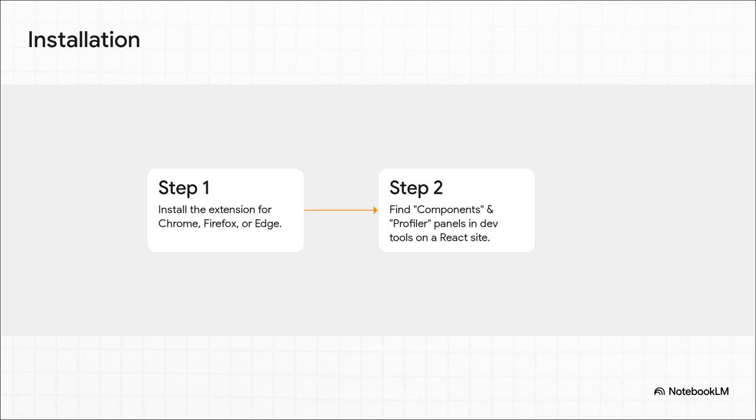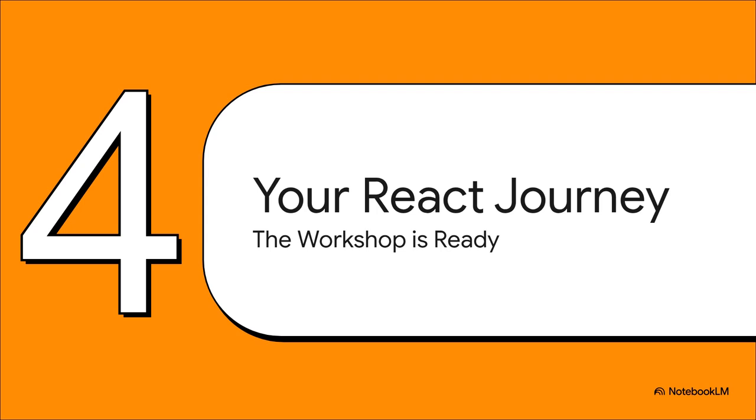Once it's installed, just go to any website that uses React, open up your developer tools, and you'll see two new tabs. Components, and Profiler. The Components tab is for inspecting everything, and the Profiler tab is your secret weapon for hunting down and fixing performance issues. And just like that, construction is complete. Your professional React workshop is now fully equipped and ready for business. It's time to start building.